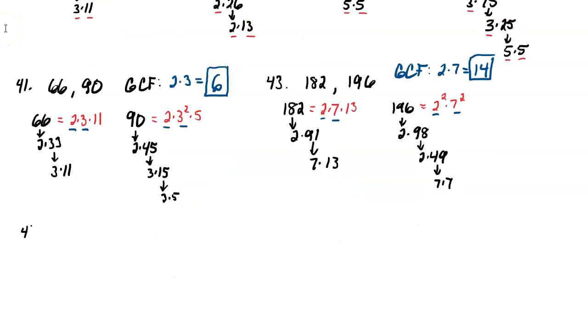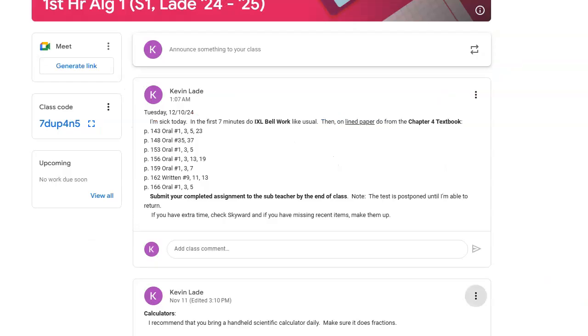And finally, problem 45, the last one. The numbers are 330 and 945, and we're asked for the greatest common factor. We know how to do this problem by finding prime factorizations like in 41 and 43. Because of the size of these numbers, I want to do this on a calculator. So I'm going to go to Google Classroom where our calculators are linked.